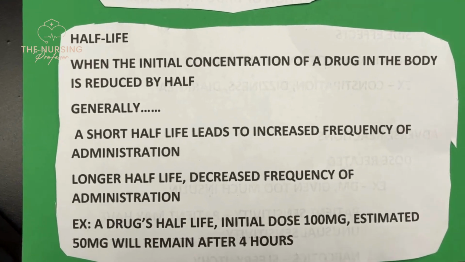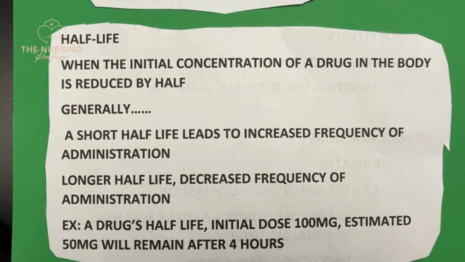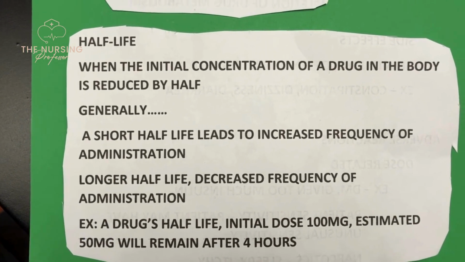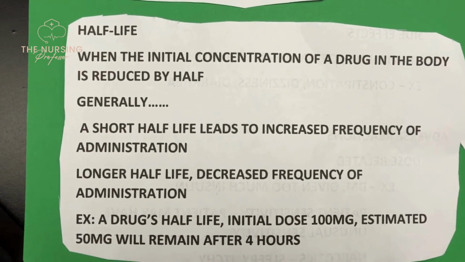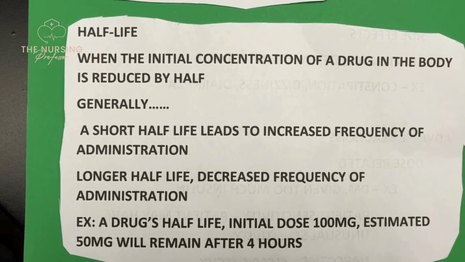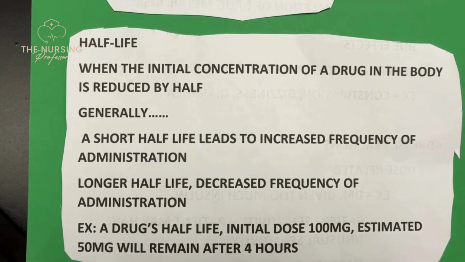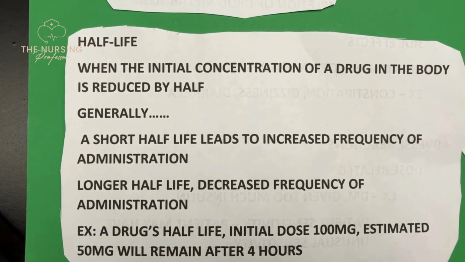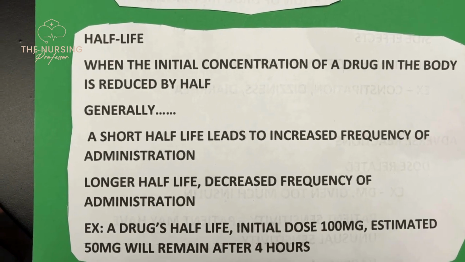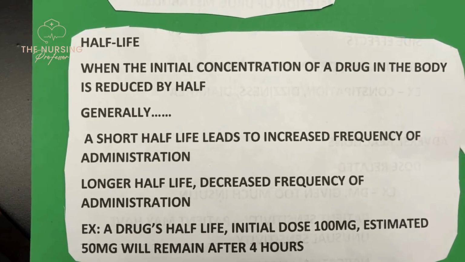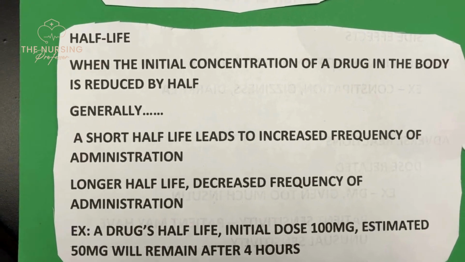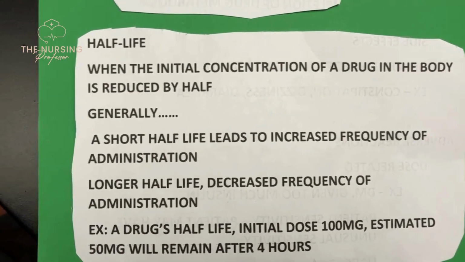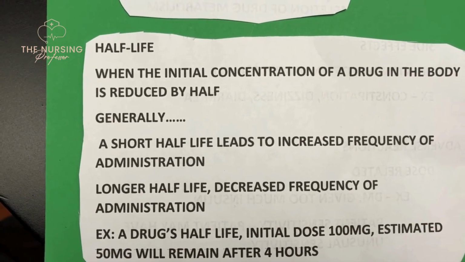Now, a longer half-life is associated with decreased frequency of administration. So these many times are your medications that are given every 12 hours or every day, just once a day. And typically when you have patients that have compliance issues, giving them drugs that have a longer half-life is the best choice because they only have to take it once a day or 2 times a day at most.